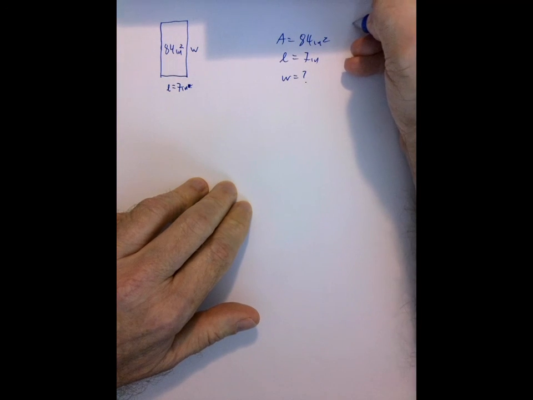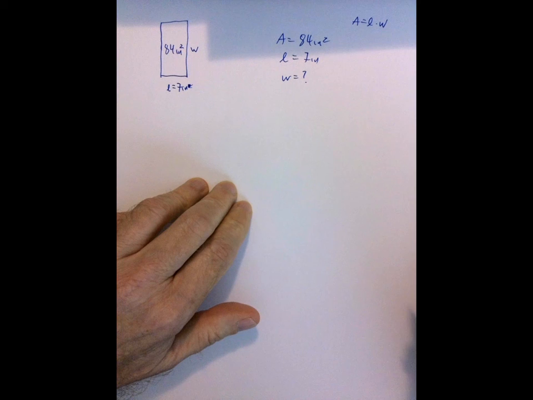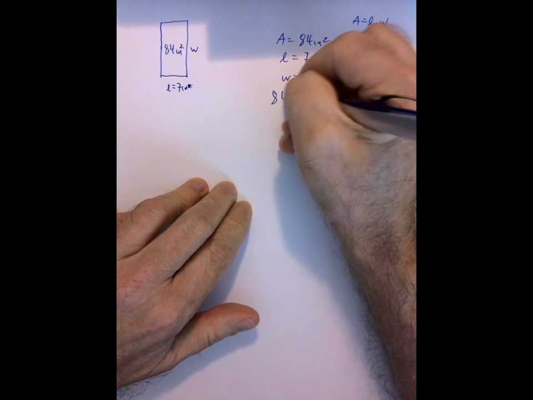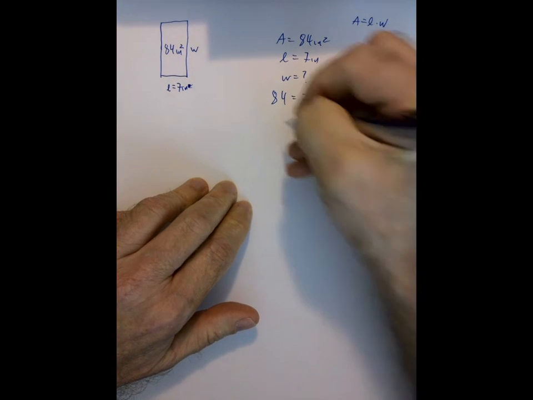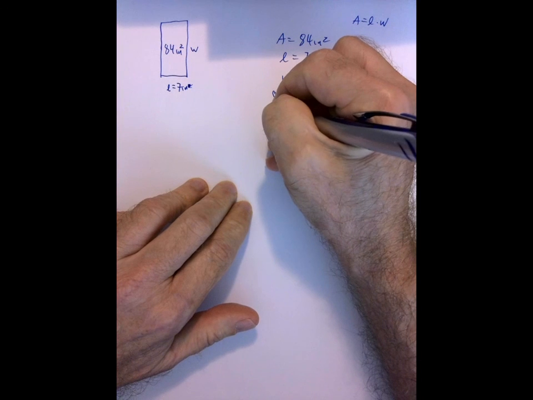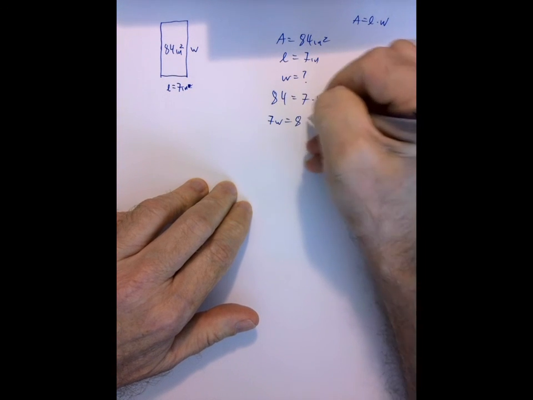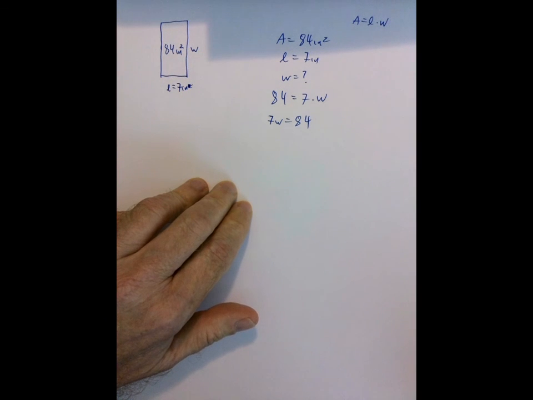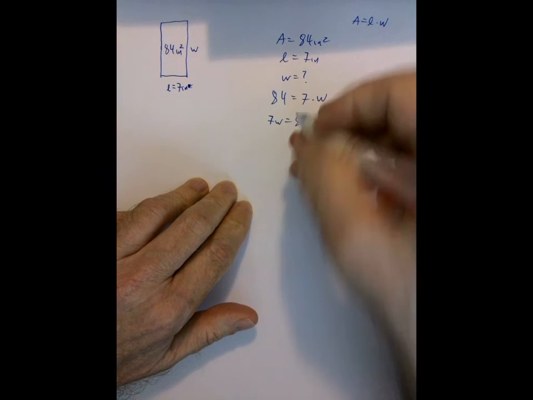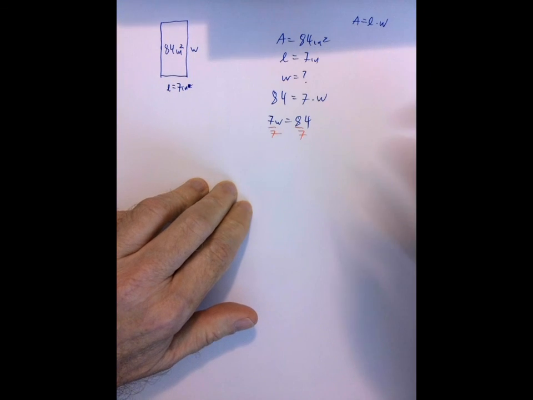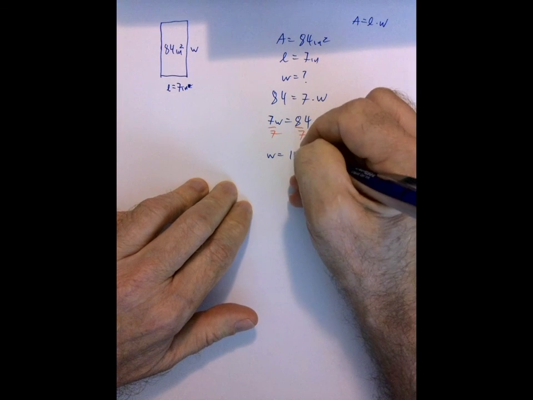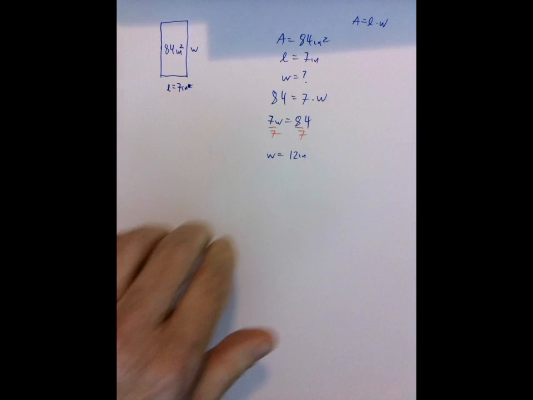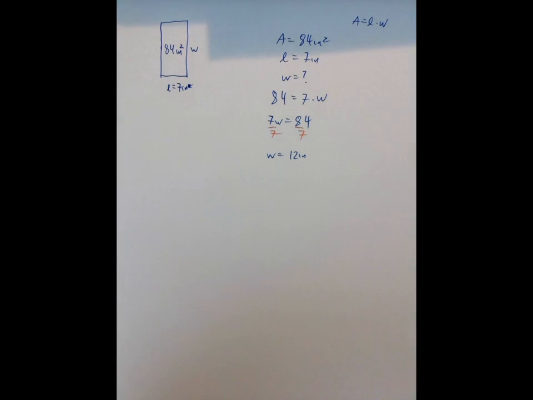Well, using our formula, area is equal to length times width, right? We know that 84 has to be equal to 7 times W, right? So now we rearrange that algebraically so that we've got 7W is equal to 84, right? Divide both sides by 7 to get the W by itself, and so 84 divided by 7 works out to be 12, and it's going to be 12 inches because those are the units that are in the problem.